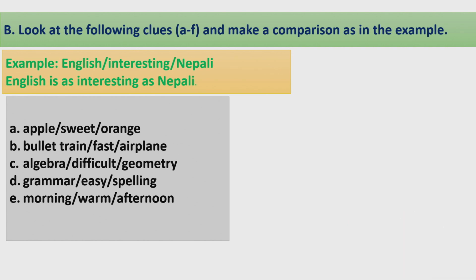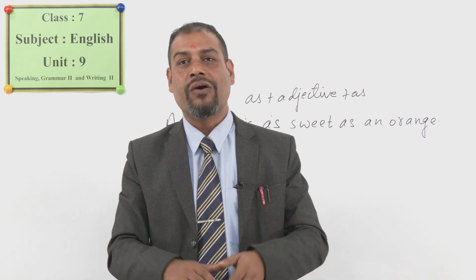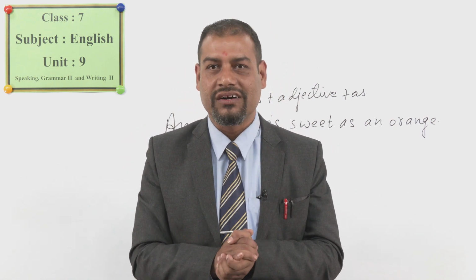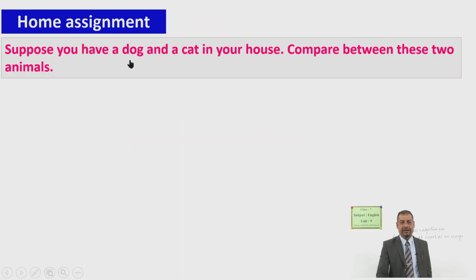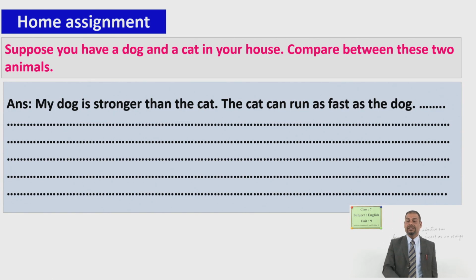Very good. If so, dear students, now I want to give you a homework. Okay? Look at your homework. Suppose you have a dog and a cat in your house. Compare between these two animals. Now you can start. You don't need to write down, okay, because it is our speaking practice. So you can say it to your friend, or you can say it to any of your family members. You can start like this.